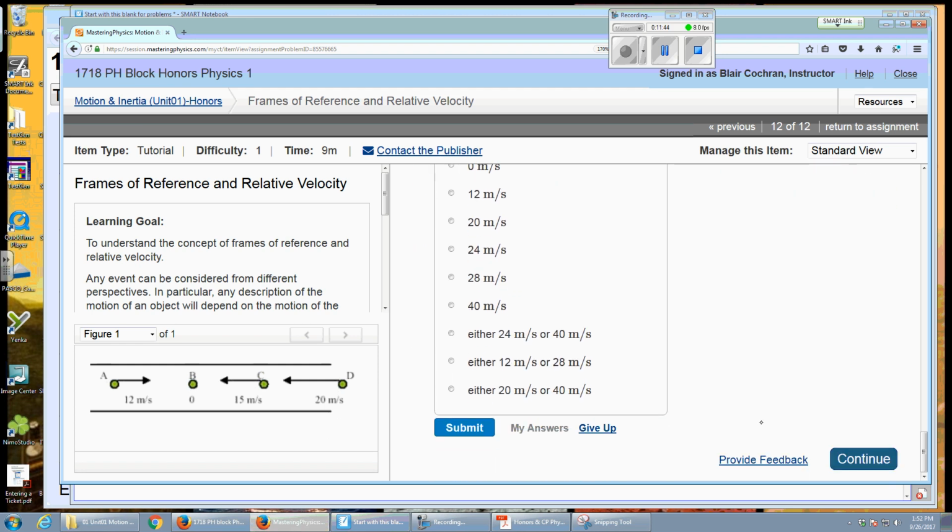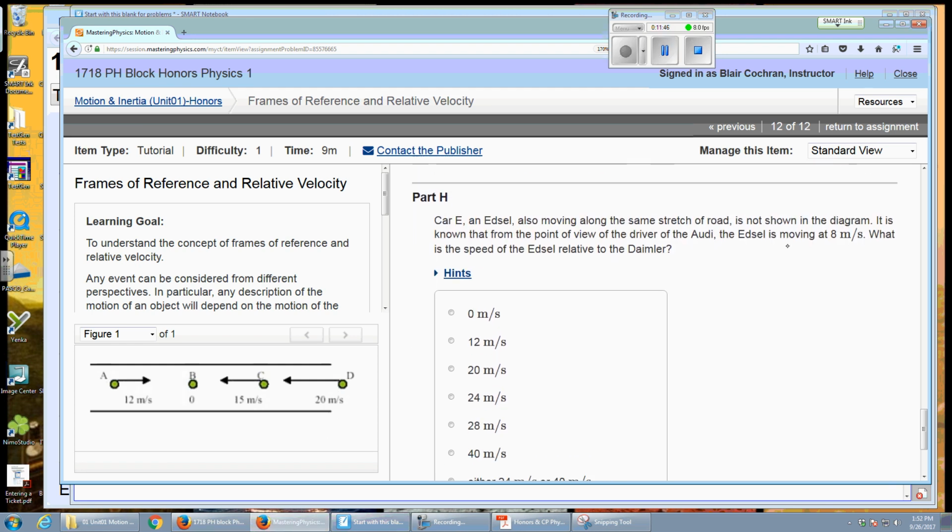And then we get up to H, our last part. Whew. So car E, the Edsel, is moving along. Know the point of view of the driver of the Audi. The Edsel is moving at 8 meters per second. So that would be E with respect to A.